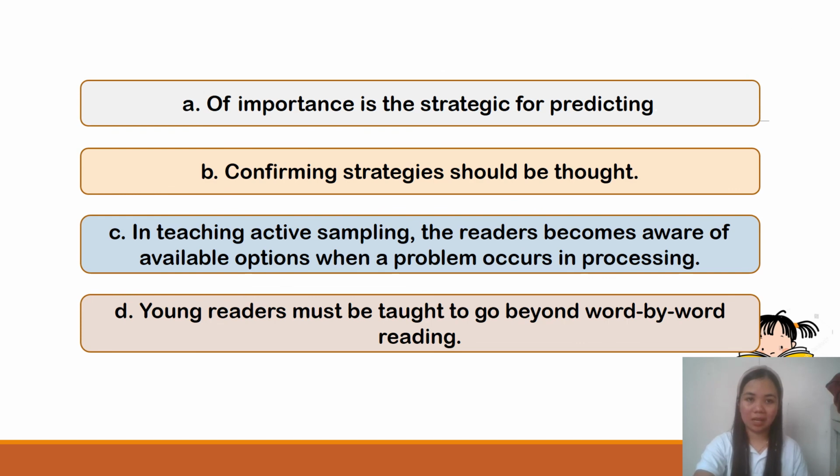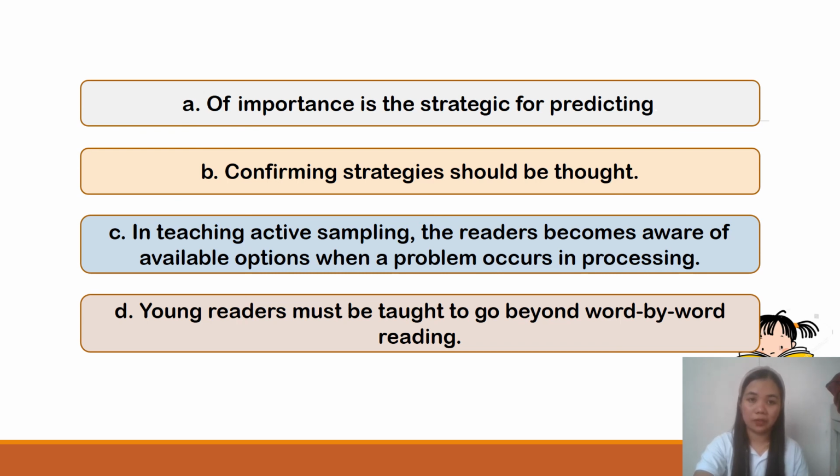So first, of importance is the strategy for predicting. This includes predicting the most probable word for an unfamiliar word which cannot be readily pronounced, by using either one or a combination of graphophonic, syntactic, and/or semantic cues.